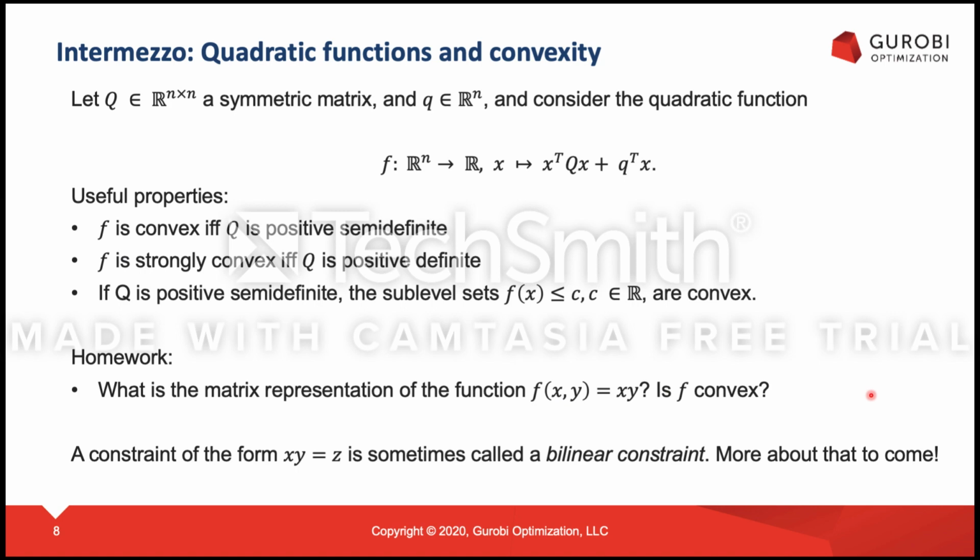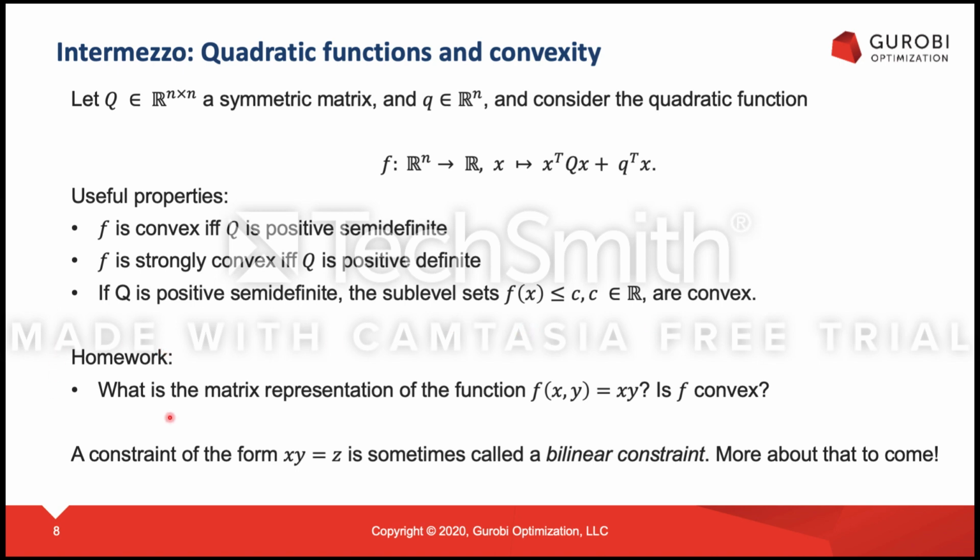Maybe that's a good time to just get some basic background things straight. So let Q be a symmetric matrix and consider the quadratic function f, which maps x to x transpose times Q times x plus this linear part. And the important things to remember is f is a convex function if and only if Q is positive semi-definite. It is strongly convex if and only if Q is positive definite. And if Q is positive semi-definite, then all sublevel sets f of x less or equal than c are convex sets. And this is of course the nice case. This is where again polynomial complexity is guaranteed. You have efficient algorithms and theory is very nice. So we need to depart this region, unfortunately.